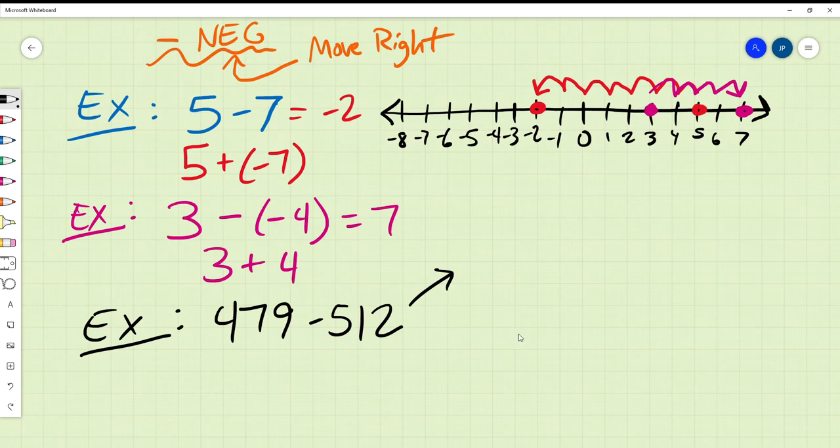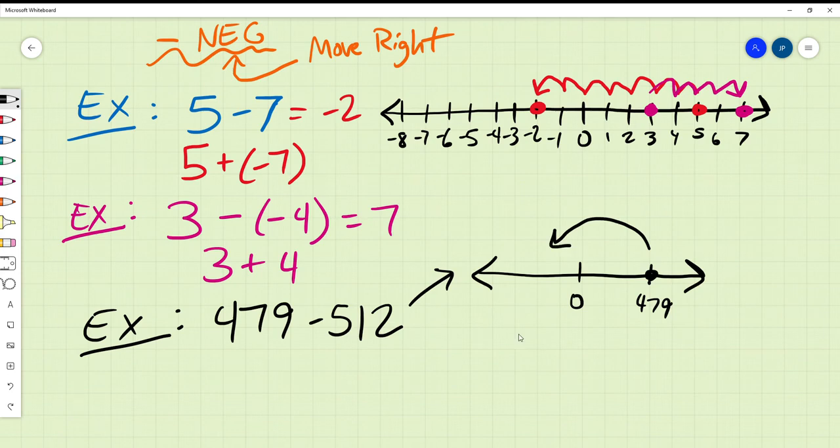So here's what I'm saying. Don't need to draw out all the ticks, but if you visualize a number line, and here's 0. Say we're starting at 479 on the positive side. But we're subtracting 512, which is larger than 479. So when we subtract, we're going to end up somewhere on this side of the 0, right? We're going to have to subtract 512 spaces over. So our result is going to be a negative number at the very end.